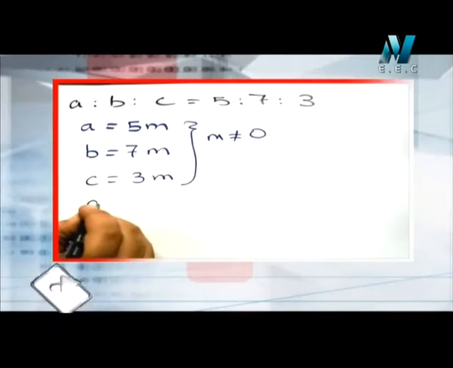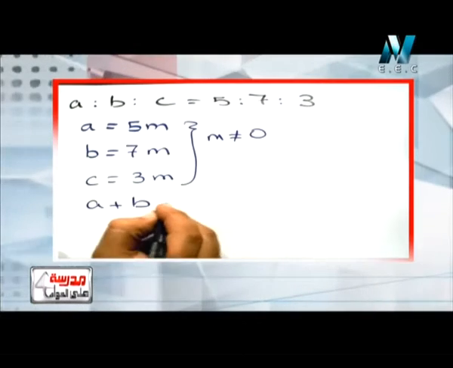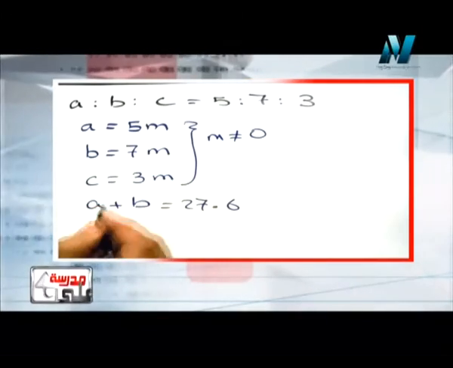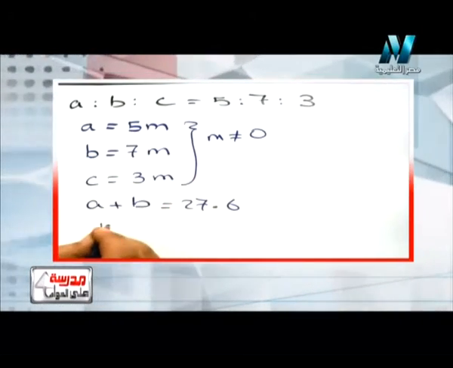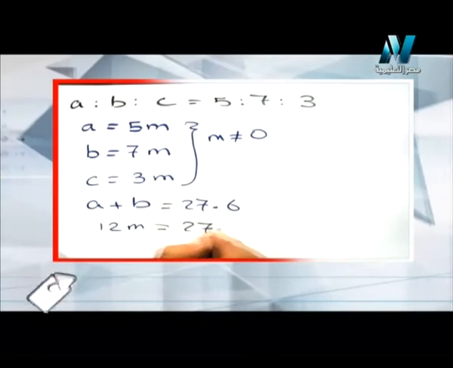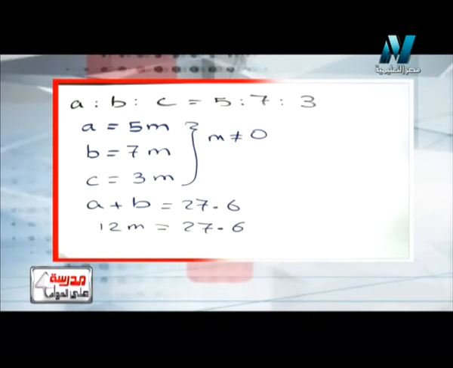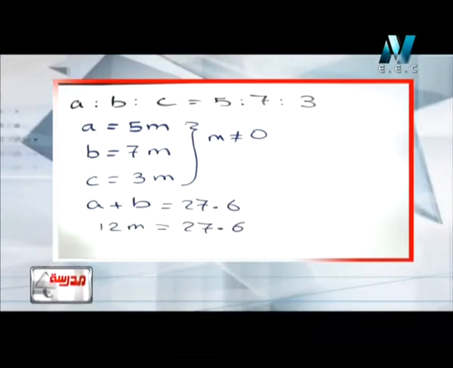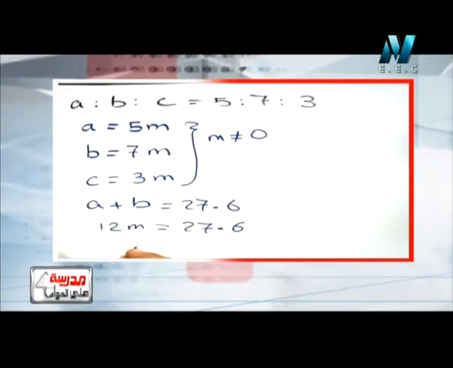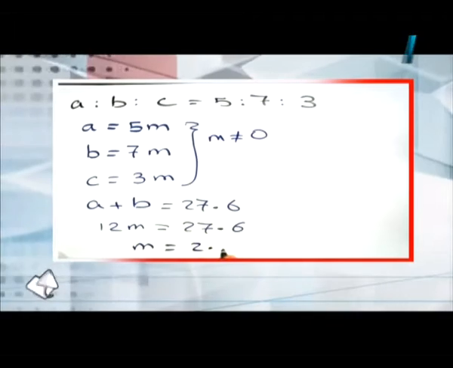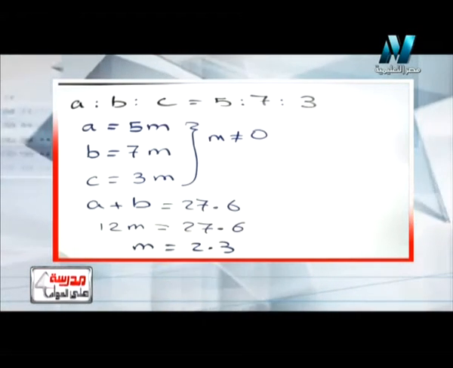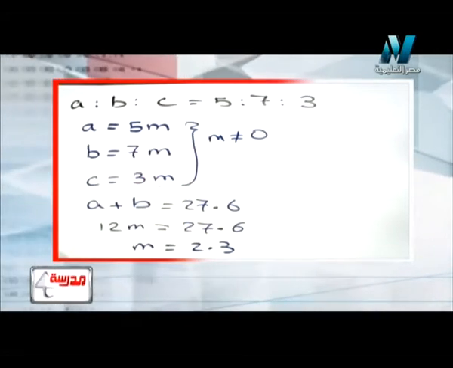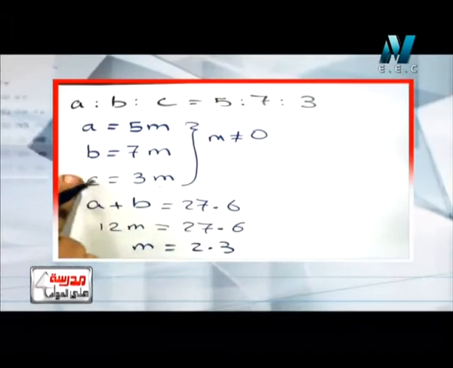And we have here as a given a plus b equals 27.6. So all that I'm going to do is add 5m plus 7m, which is 12m, equals 27.6. Now to find the value of m, I'm going to divide 27.6 by 12, and the factor m will be 2.3. I got the factor, so I can find a, b, and c. I'm going to replace m by 2.3 to find a, b, and c.